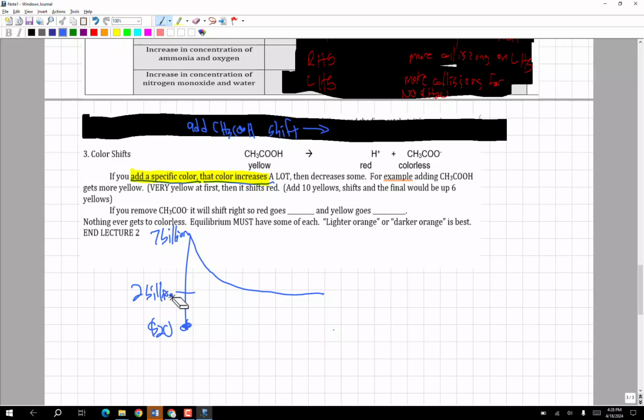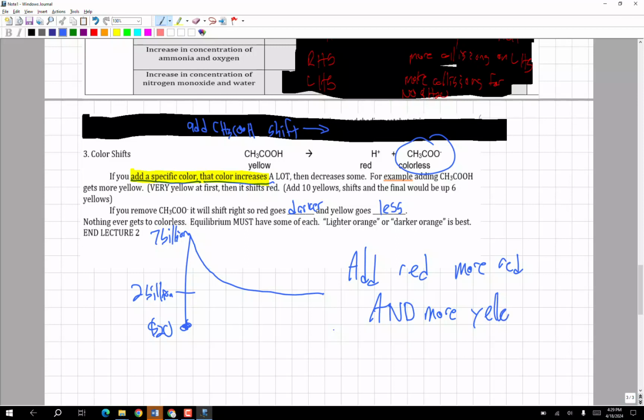Okay. If I remove CH3COOH, it will shift right. So if I'm shifting right, red goes darker and yellow goes less. They're bad word choices. Forget it. You get the idea, right? If I add red, more red, and more yellow. But more red wins.